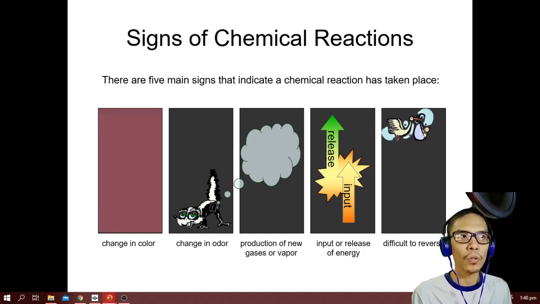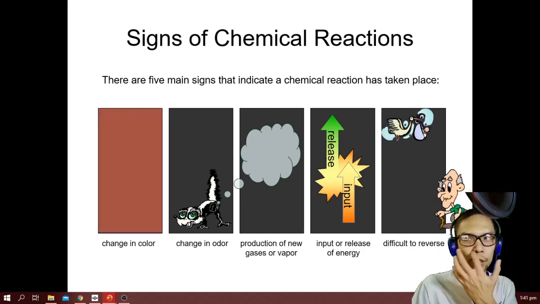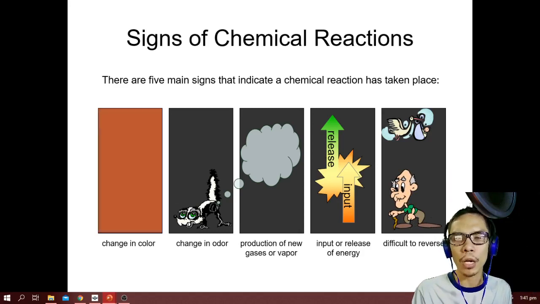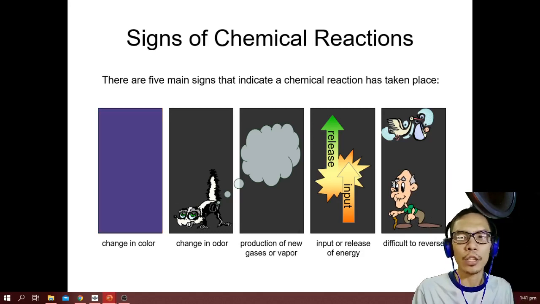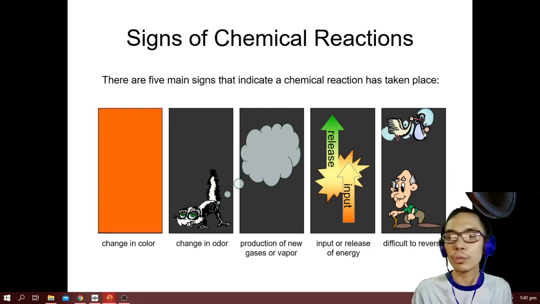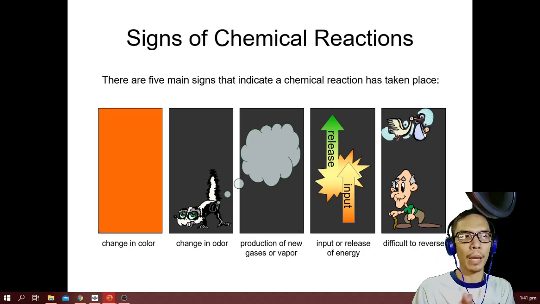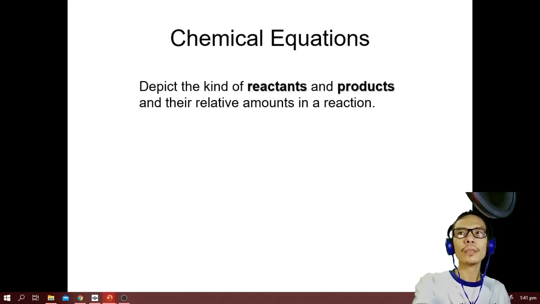And chemical reactions are difficult to reverse. So this process is difficult to reverse. In some conditions, if the conditions are right, some chemical reactions can be reversed, but it takes a lot of resources to do that particular process. So these are the signs of chemical reaction. Let's go now to the next part.